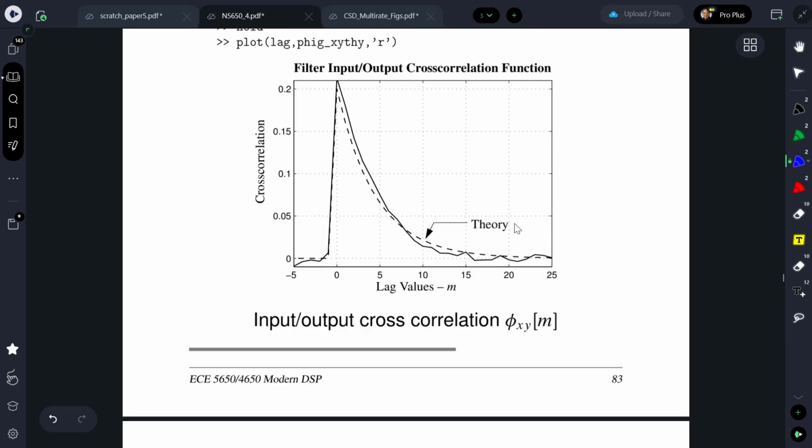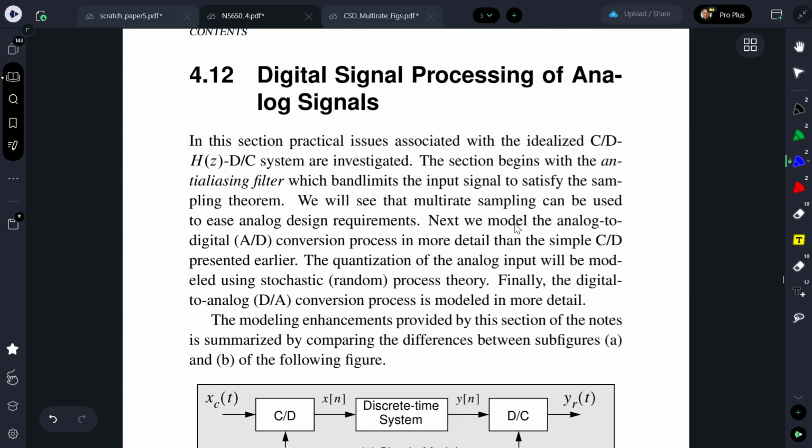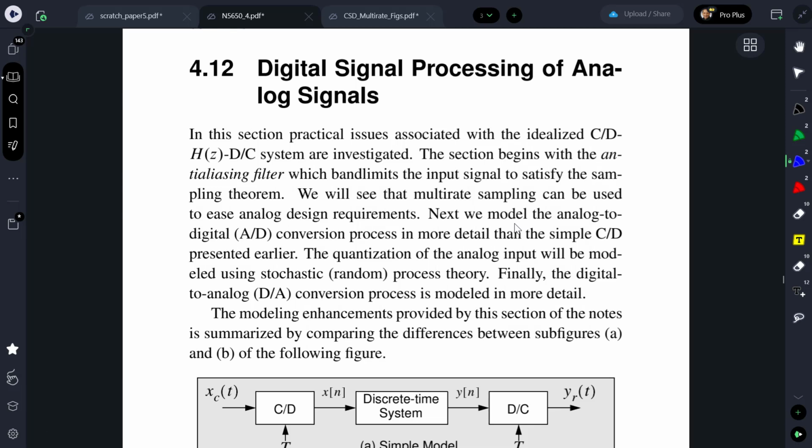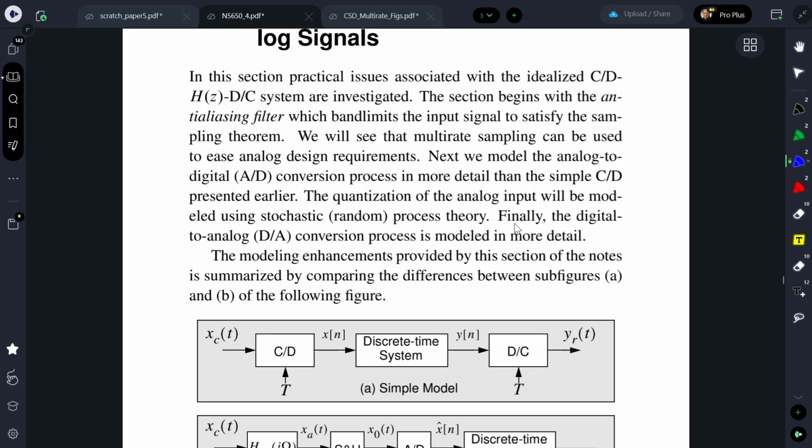So now, as we head towards the end of the lecture today, I want to start getting into the application side of all these things to our problem at hand. Chapter 4 moves along into digital signal processing of analog signals. This is where we're going to develop models for the continuous to discrete and discrete to continuous processing blocks in more detail than what we've had so far.